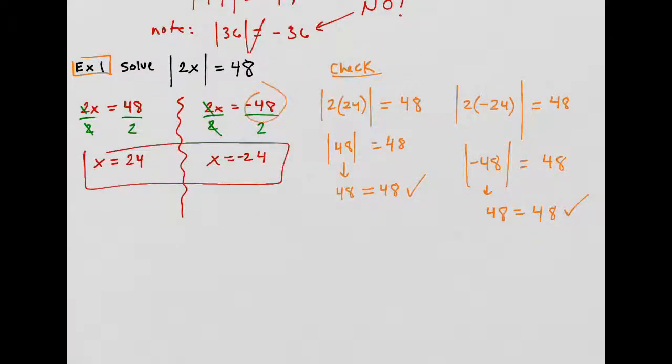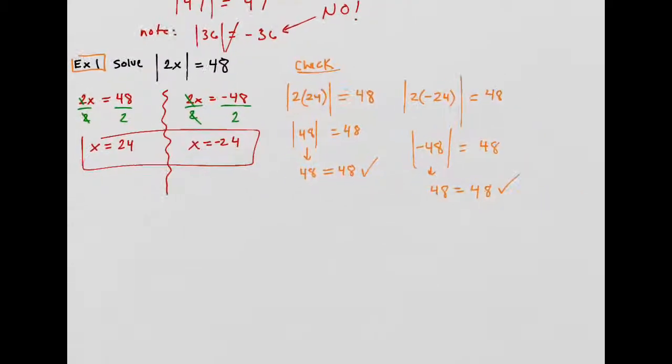That's why we set equal to negative 48 also, because negative 48 on the inside is still okay. And there we go. That's how you do this. You make two equations. Let's try another one before I write down the steps.